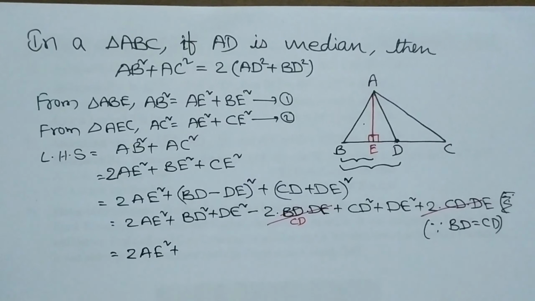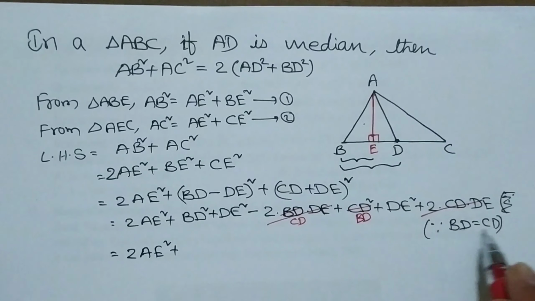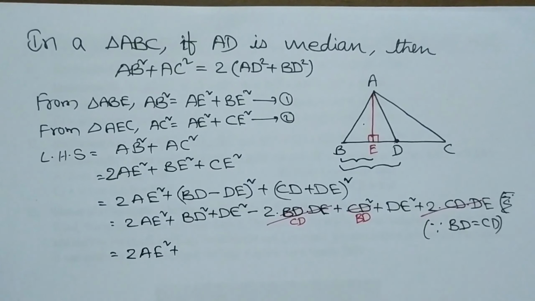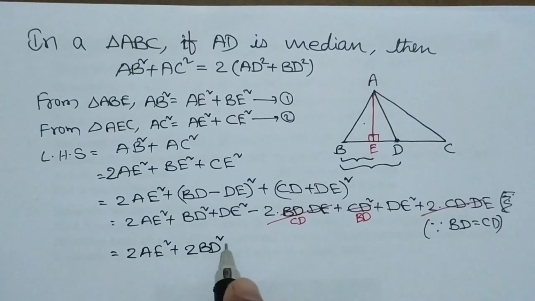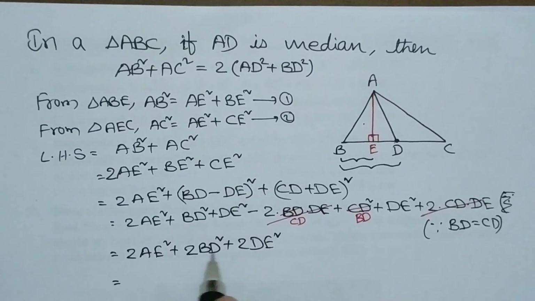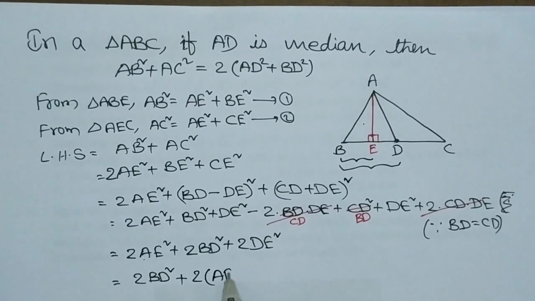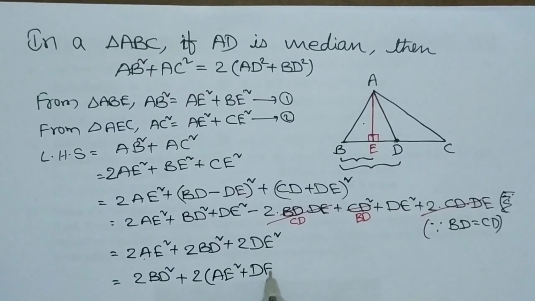square. Here this CD square also I am replacing with BD again, because BD and CD both are equal. Now it becomes BD square plus BD square, which is 2 times BD square, plus DE square plus DE square, which is 2 times DE square. Now let us write 2 BD square as it is, plus 2 AE square plus 2 DE square. So let us take 2 common: AE square plus DE square.